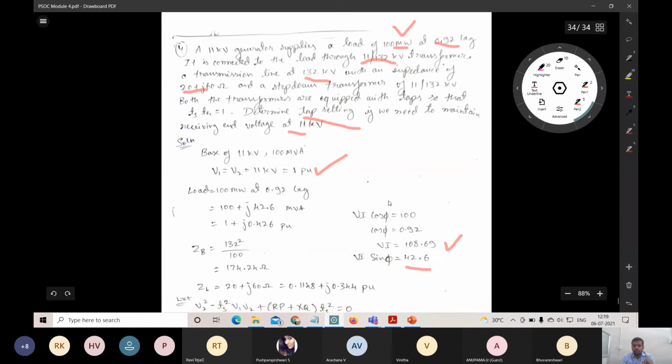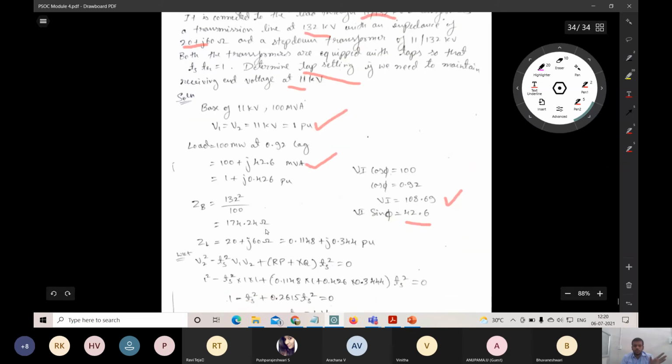He has given the load, and the load is nothing but our real power, 100. So 100 plus j42.6 will give your total load, 100 plus j42.6 MVA. For the base value, convert that into per unit value. You will get 1 plus j0.426 per unit.